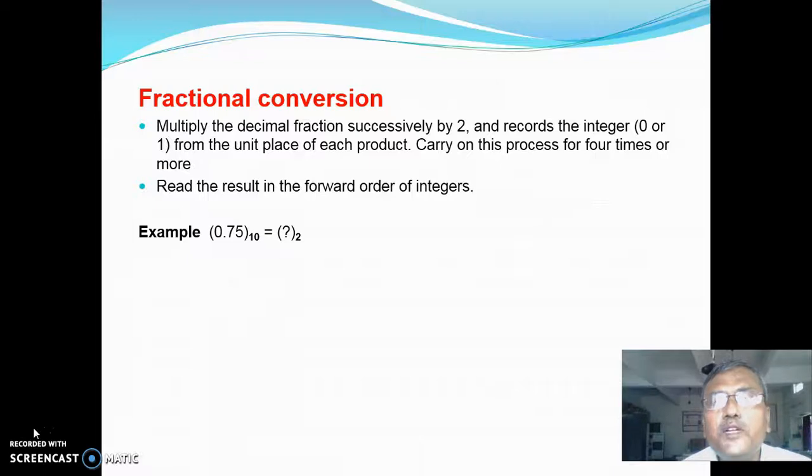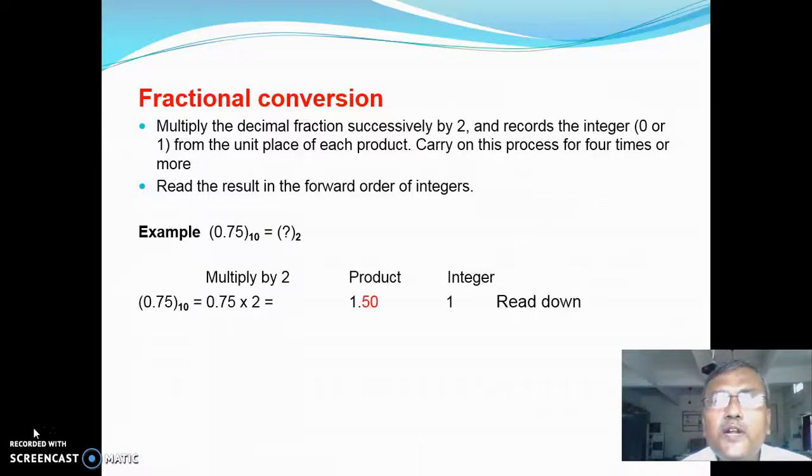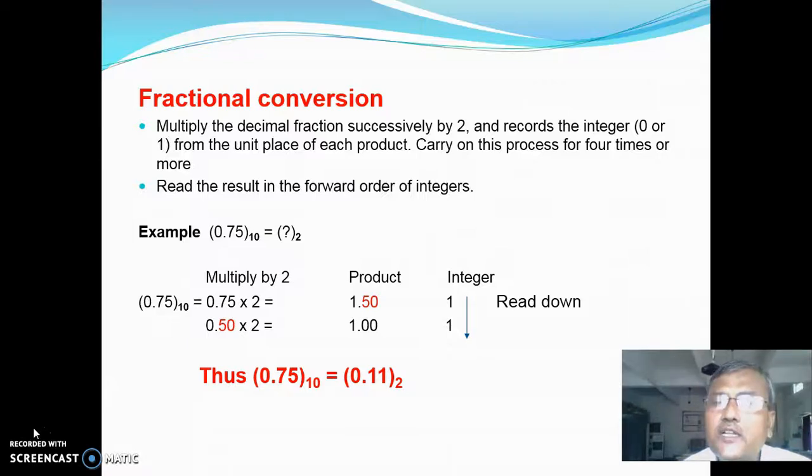For example, 0.75. We multiply 0.75 by 2, then the product becomes 1.50. The integer is 1. Similarly, we take this 0.5 and multiply it by 2, then it becomes 1.00. The integer is 1. Now the fractional part is 0, so we will not continue this process. Then we write down these integers as 1, 1. Therefore 0.75 to the base 10 is equal to 0.11 to the base 2.